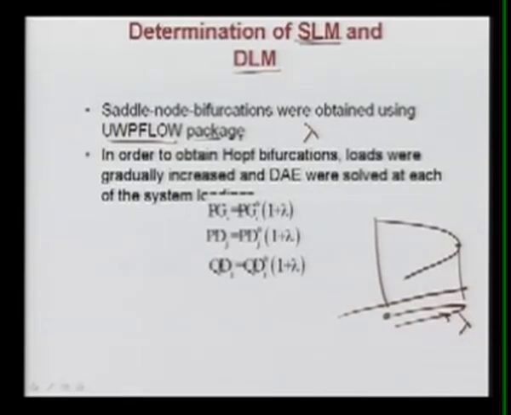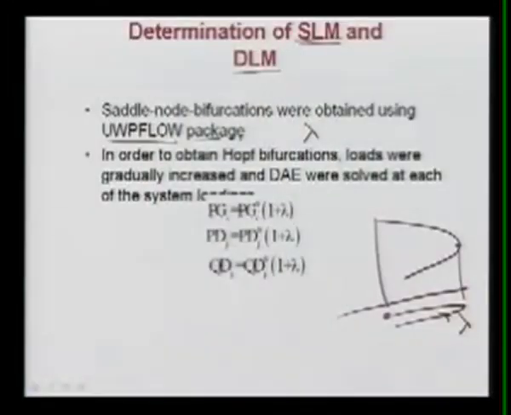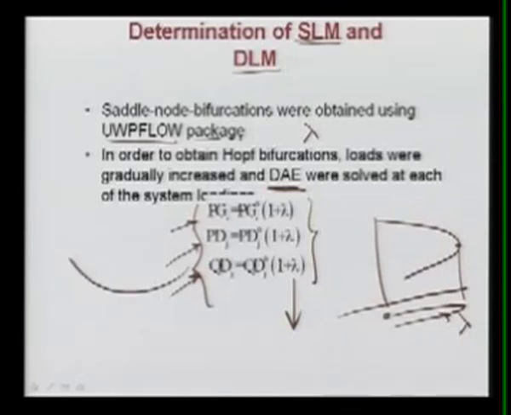In order to obtain the Hopf bifurcation, again it is a dynamic load margin that we are going to determine. The loads were gradually increased, meaning we keep on increasing the load, and the differential algebraic equations were solved at each system loading. And here is the change in power generation, change in the demand, and change in reactive power for the change in the loading factor, and these were used here as well.